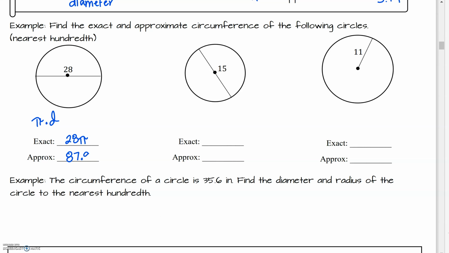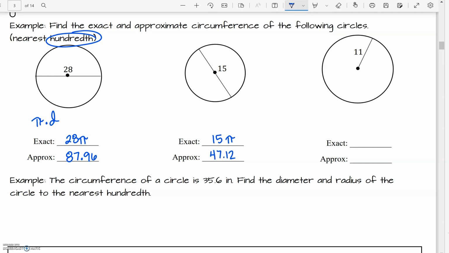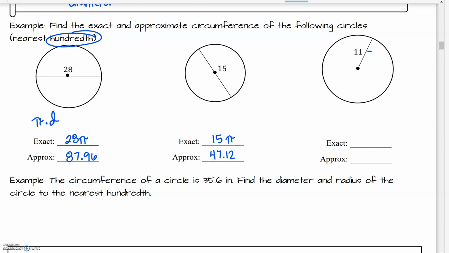Over here we have, again, diameter, so it's 15 pi for exact. 15 times pi is 47.12. Now on this one though, we have the radius. 11 is our R, so it is going to be 2 pi times R, which is 11. So 2 times 11 is 22 pi, which in our calculator is 69.12.